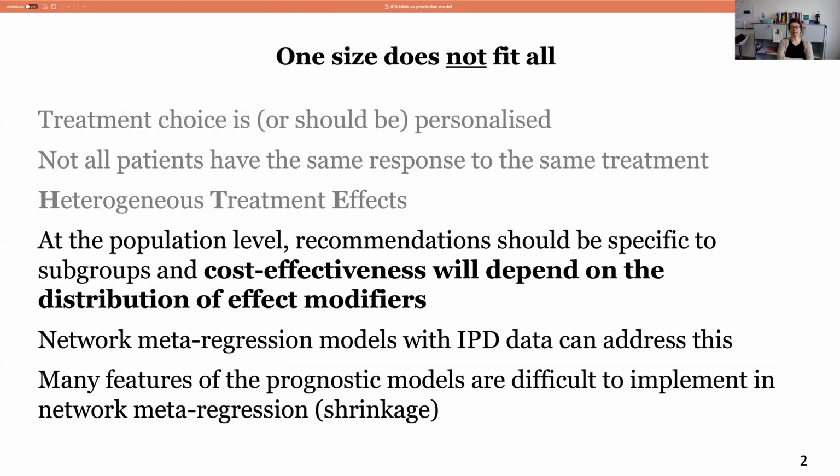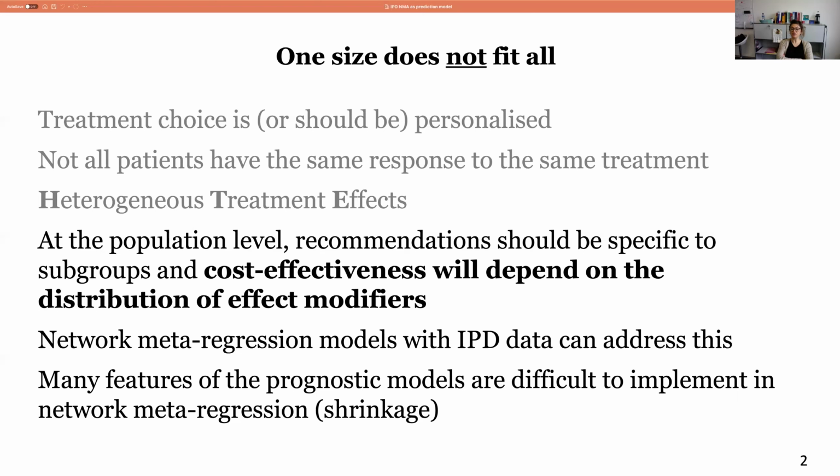And so at the population level as well as personal level, recommendations should be specific to subgroups, and also cost effectiveness will depend on the distribution of these effect modifiers like age, EDSS at baseline in the population we want to make inferences about. And the main tool that we will be using is, of course, network meta-regression with individual participant data to account for patient-level covariates.